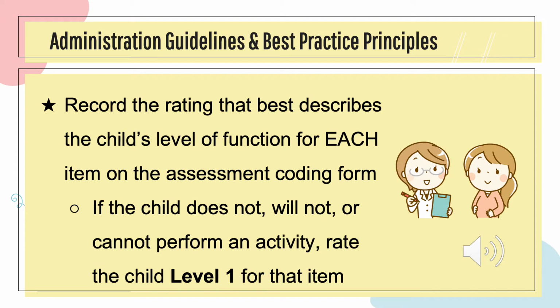Administration guidelines and best practice principles. The OT should record the rating that best describes the child's level of function for each item on the assessment coding form. If the child does not, will not, or cannot perform an activity, rate the child a level 1 for that item.